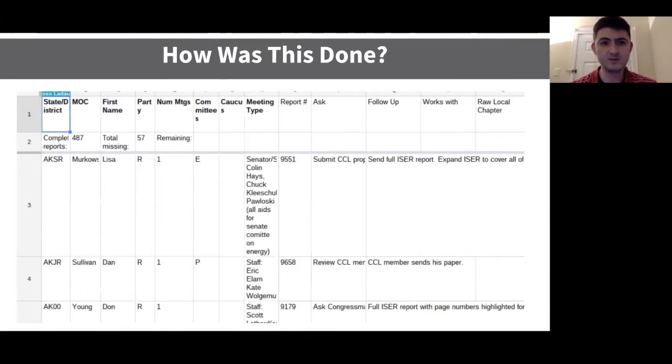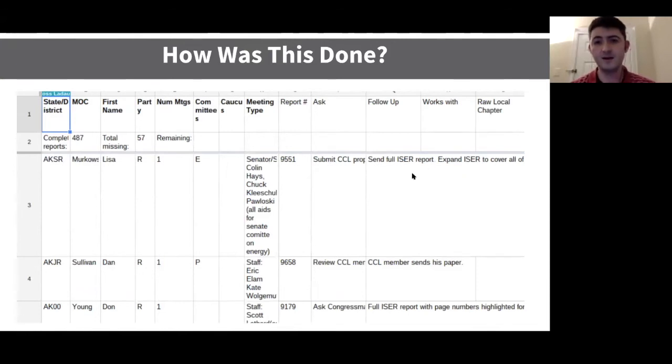So we have Lisa Murkowski there. She's a Republican. We had one meeting. She's on the Environment and Public Works Committee. That's what that E stands for. The staff we met with, the report number. I do have my interns pull out what the ask was, and then if there's any follow-up going on. So that's what I'm pulling out.